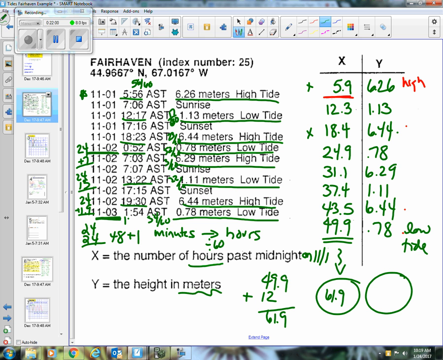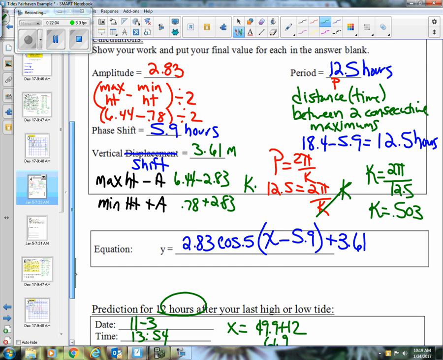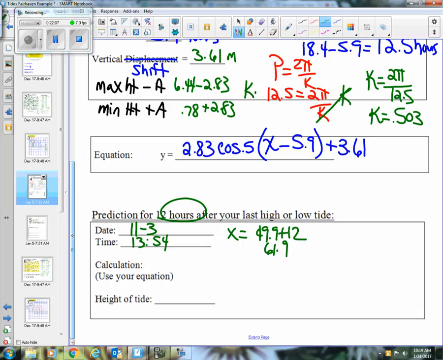So on that third day, add 12, so it'd be 1354. So a little past noon on the third day, what would the height of our tide be? Well, do my calculation. So I'm going to substitute in that value. So 2.83 times the cosine of 0.5. My x value then is the 61.9 minus 5.9, and then plus our vertical shift.